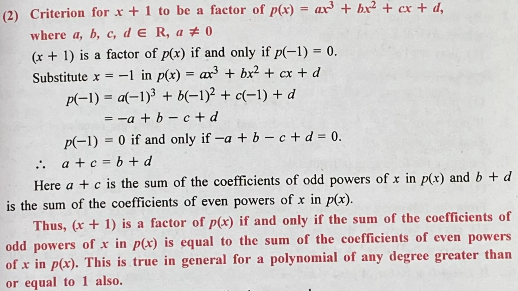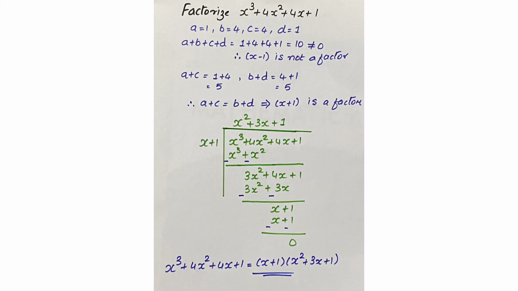Now let us try to understand it with an example. Factorize x cube plus 4x square plus 4x plus 1. Now first of all, let us check whether x minus 1 is a factor or not. Comparing it with ax cube plus bx square plus cx plus d, we get a is equal to 1, b is equal to 4, c is equal to 4 and d is equal to 1. So the criteria for x minus 1 to be a factor is a plus b plus c plus d should be equal to 0. Here a plus b plus c plus d is equal to 1 plus 4 plus 4 plus 1, which is equal to 10, which is not equal to 0.